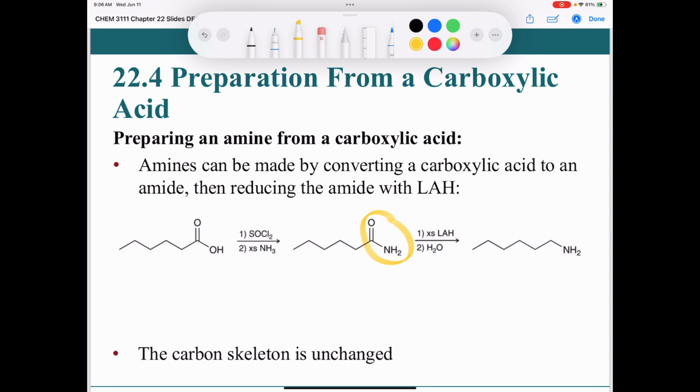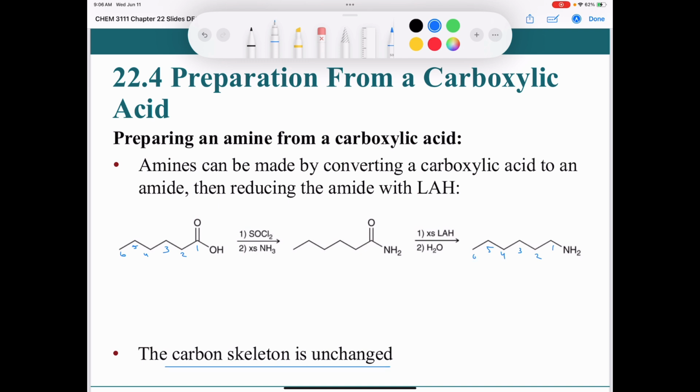And then hopefully you remember this reaction from chapter 20 that we can reduce that primary amide. We just excise this carbonyl from the molecule by using excess lithium aluminum hydride followed by water, of course, and not H3O plus. And you notice that in this case, we're starting out with 1, 2, 3, 4, 5, 6 carbons, and we end up with 6 carbons. And so the carbon skeleton is unchanged.